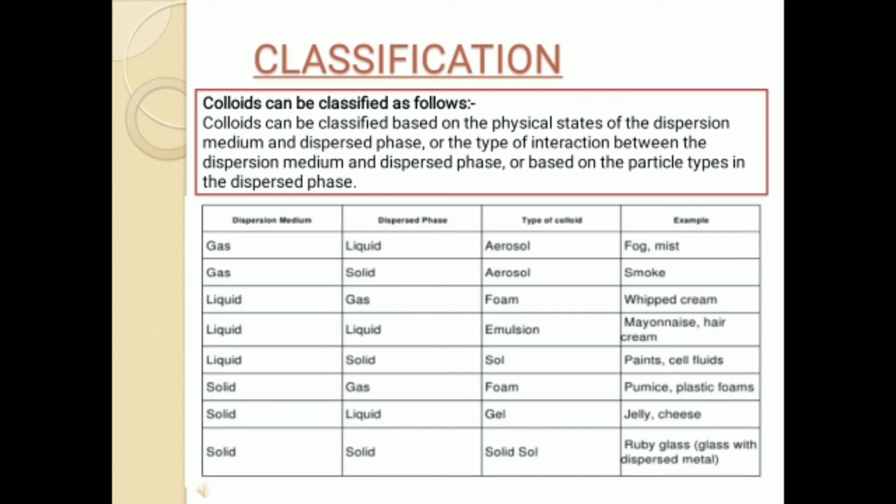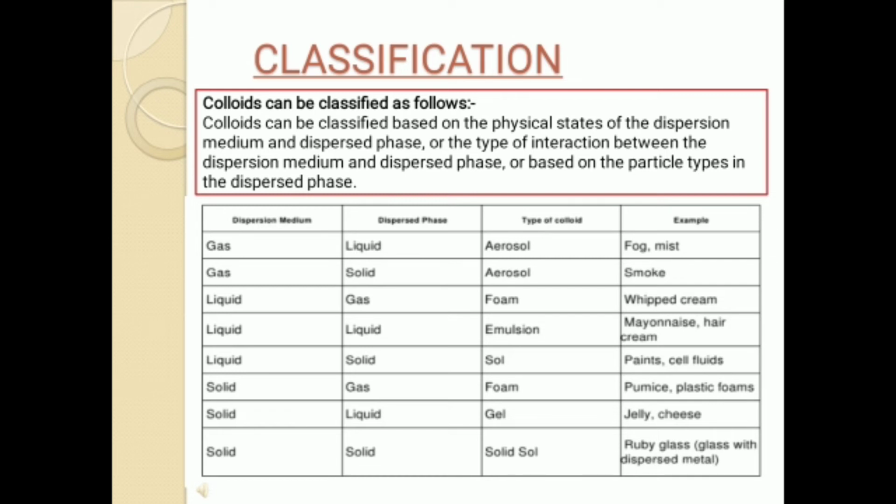Now dispersion medium liquid and dispersed phase gas becomes foam. Its example is whipped cream. Next, dispersion medium liquid and dispersed phase liquid becomes emulsion, and its examples are mayonnaise and hair cream. Next, liquid and solid becomes sol. Paints and cell fluids are the examples.